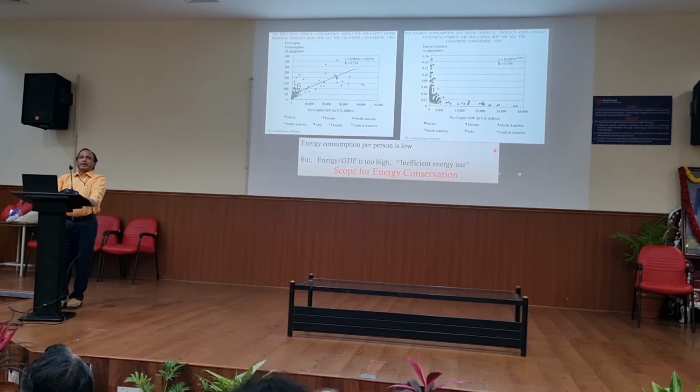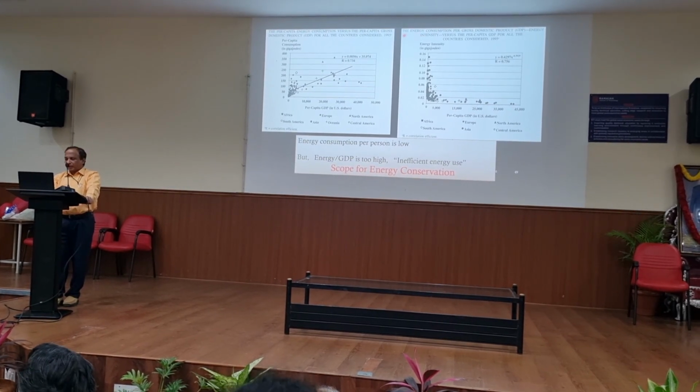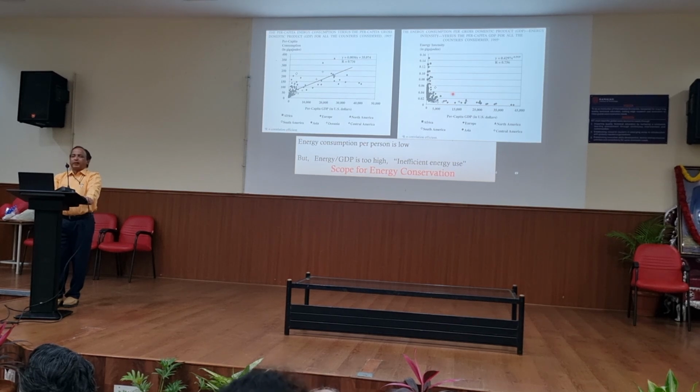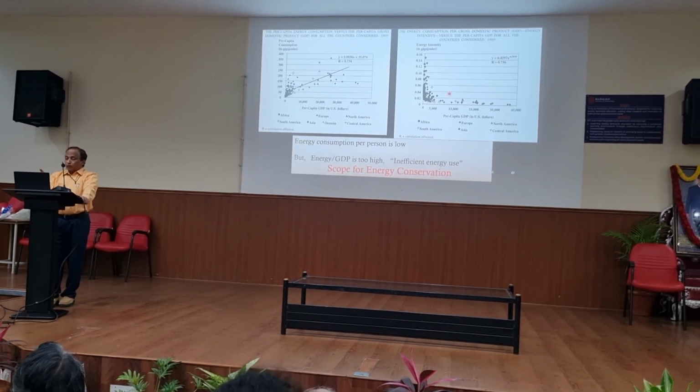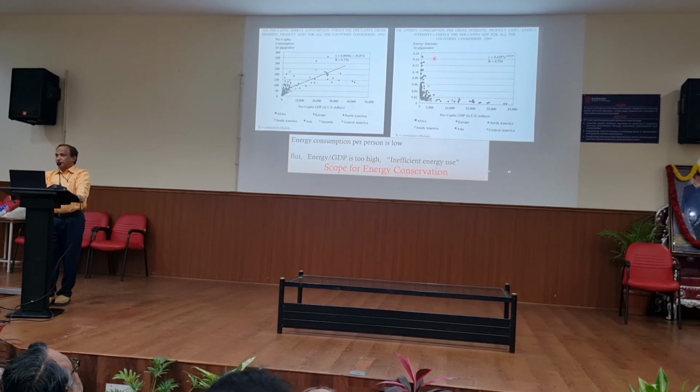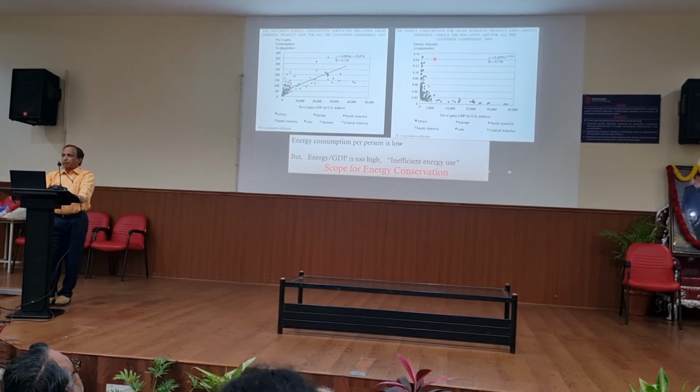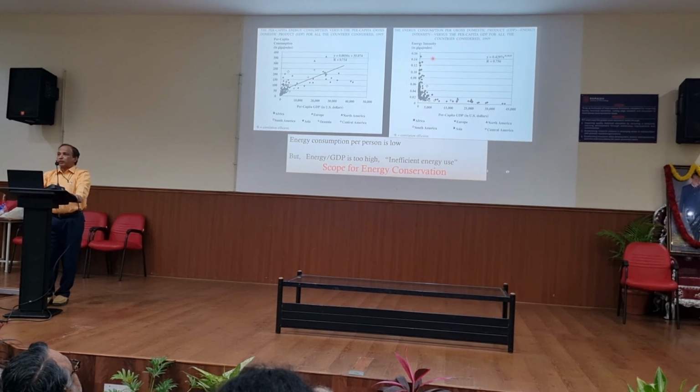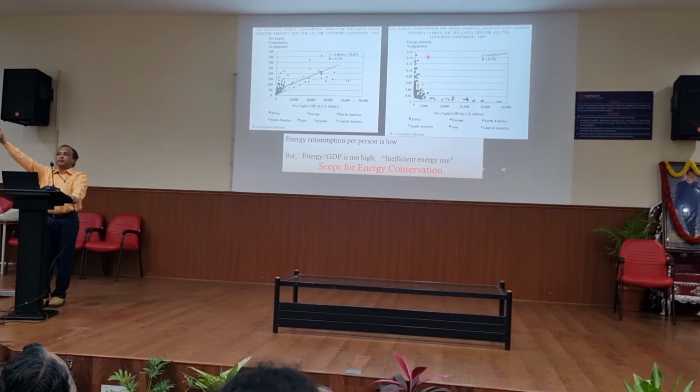Okay, our per capita consumption is low. But just look at the energy consumed per unit of GDP. When you look at that, we are 14 times higher compared to Switzerland, 12 times higher compared to Japan, 10 times higher compared to the US. That means we are that many times more inefficient.